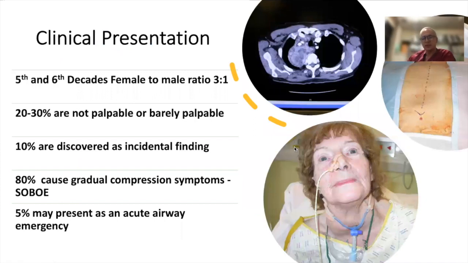So what is the clinical presentation? Normally, the typical patient is a female between the 5th and 6th decades, and the female to male ratio is about 3 to 1. About a third of these patients may not have anything palpable, and quite often they present to A&E with shortness of breath, and a chest X-ray shows something in the mediastinum, but there is nothing to feel in the neck. About 10% are discovered as an incidental finding.